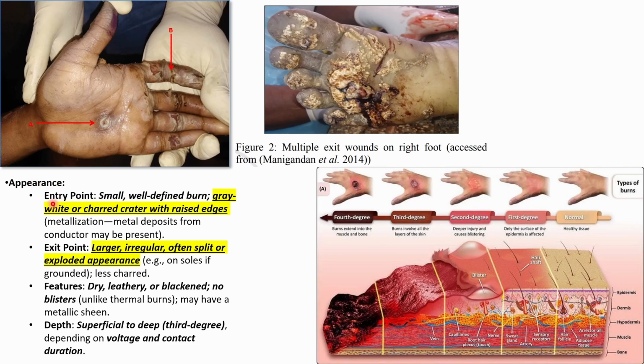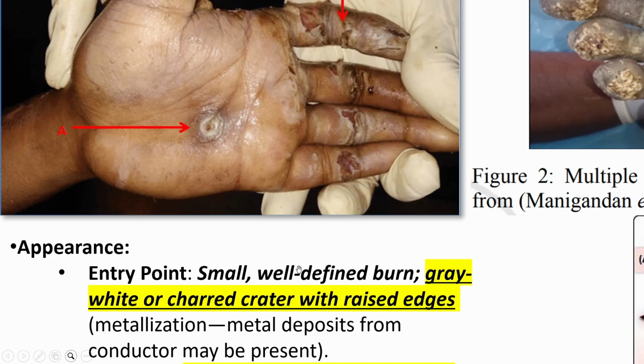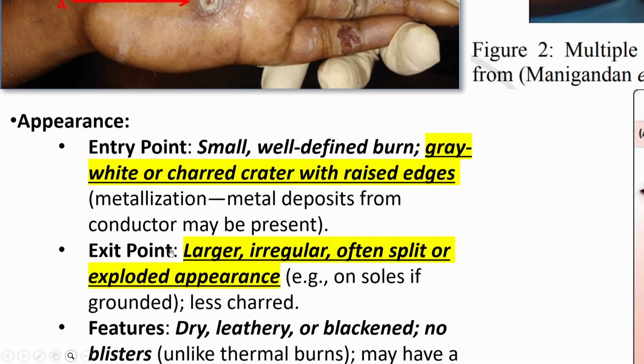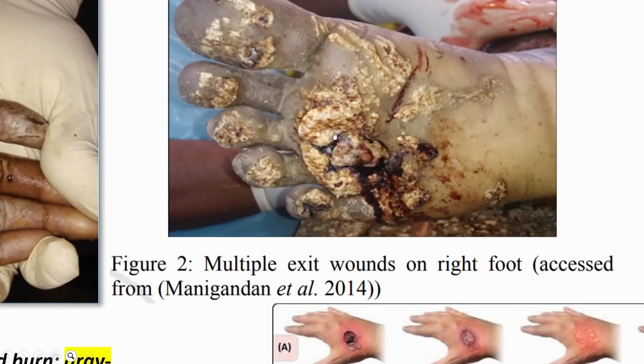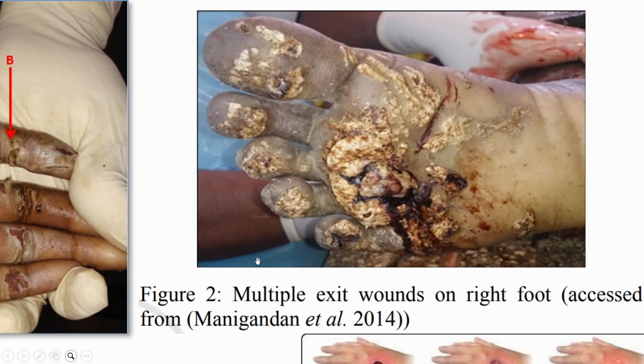Okay, so for the appearance, the entry point is a small, well defined burn, a gray, white or charred crater with raised edges. Everything matches here. You can see here. Alright, then the exit point. As you can see here, it is multiple, irregular, with some slits, and has an exploded appearance. Alright.